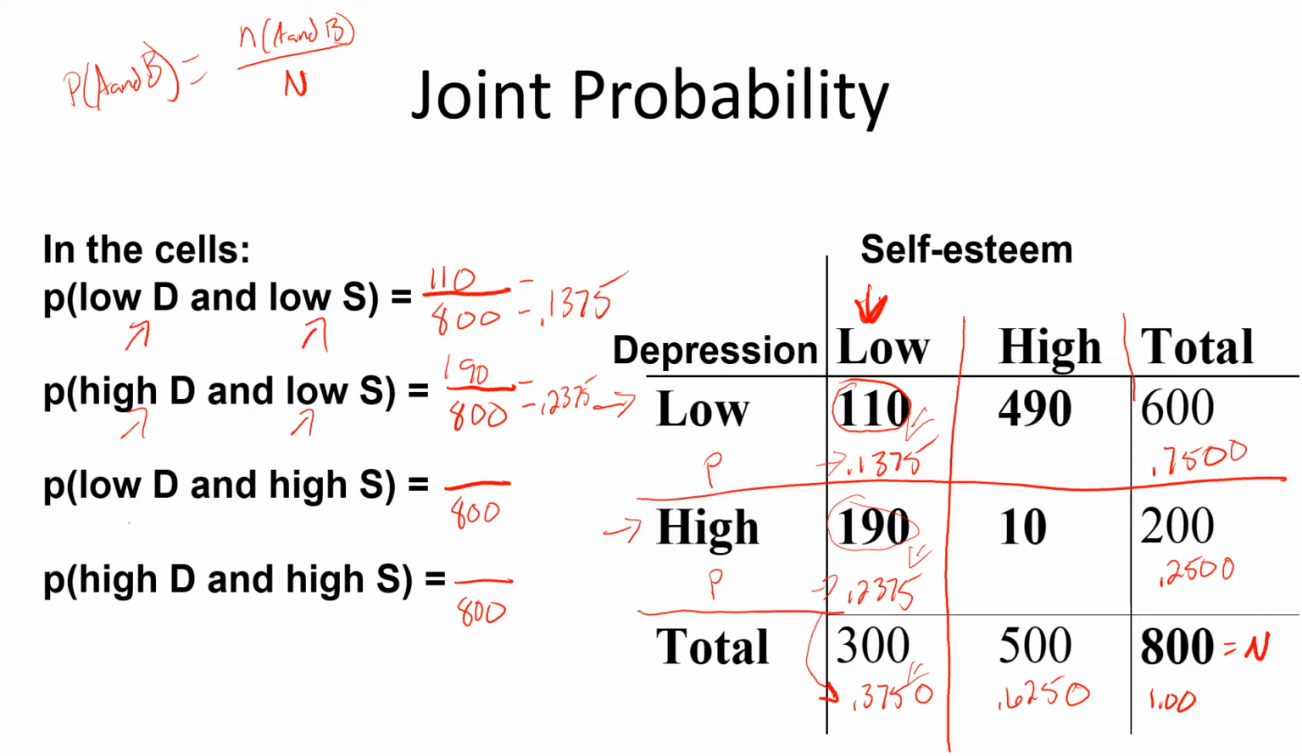Let's look now at low depression and high self-esteem. What's the number here? Well, I hope you said 490. And what do we get here? This is something like 0.6125. Yeah, 0.6125. Now, we can double check this as well. If you add 0.1375 here to 0.6125, you'll get 0.7500. And that is the case.